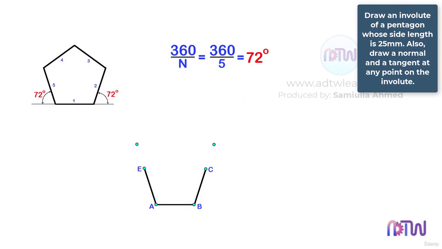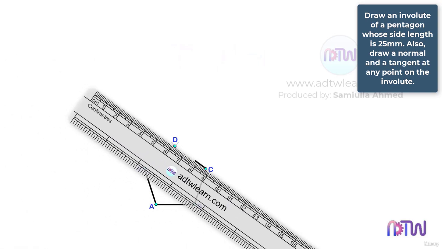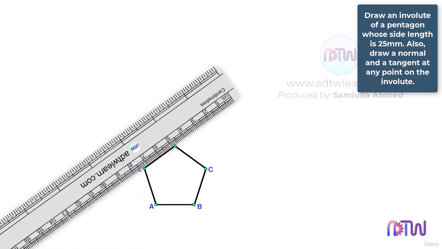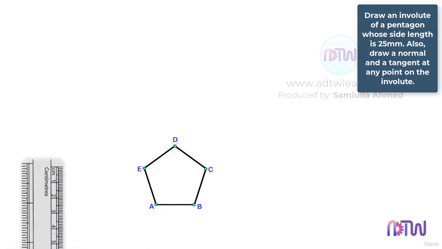After this, take a compass. Adjust it to length AB and using points C and E as a center, cut an arc as shown. Label this point as D. Join this point D to points C and E. This is our required pentagon. We will consider the endpoint of the rope to be here, and label this point as P.